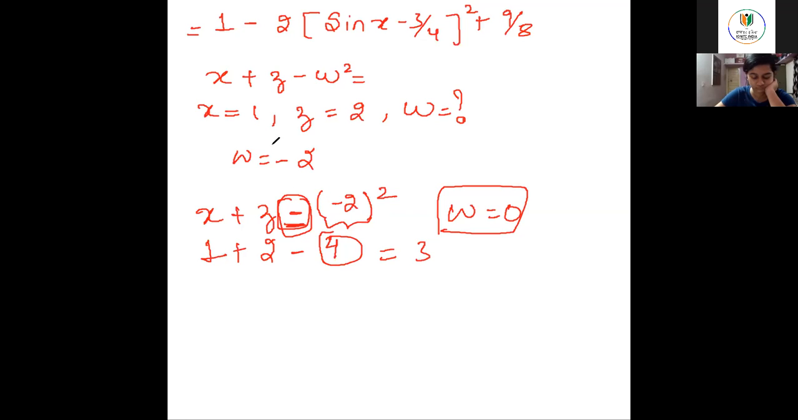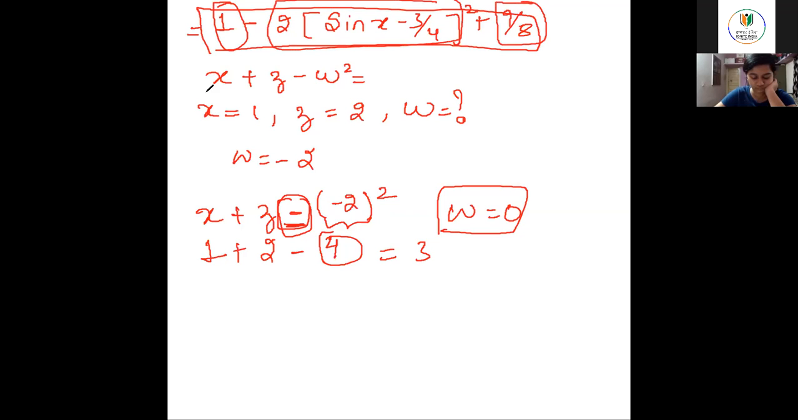In the same way, for the function that we had, our x is equal to this, our z is equal to this, and w is this whole function. Now I understood. Yes. So I can't make 2 zero because it's already a number. What can I make zero? I can make this function inside zero. How can I make this zero? If I take the sin x value to be 3 by 4, because it is an acceptable value.